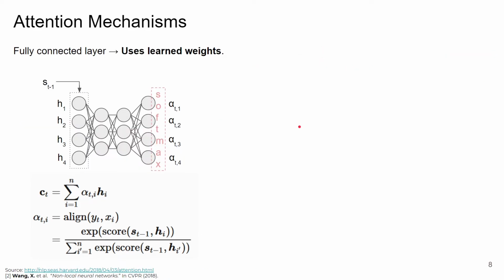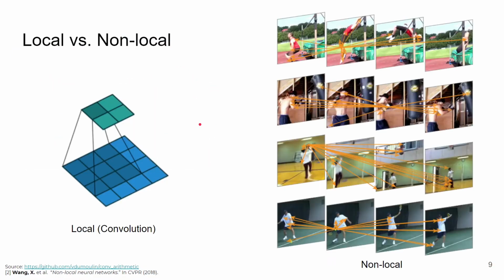So we can do this in several ways. This work in particular, what they did was to train a network that, given all the intermediate states and given the previously generated state, we want to predict a weight for every one of these states, right? But this is going to have learned weights. So we're going to be using a learned representation, right?